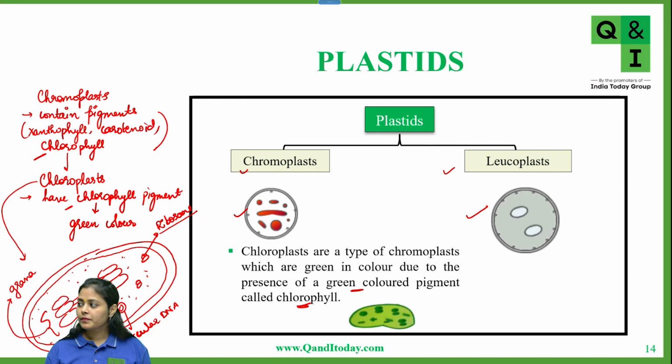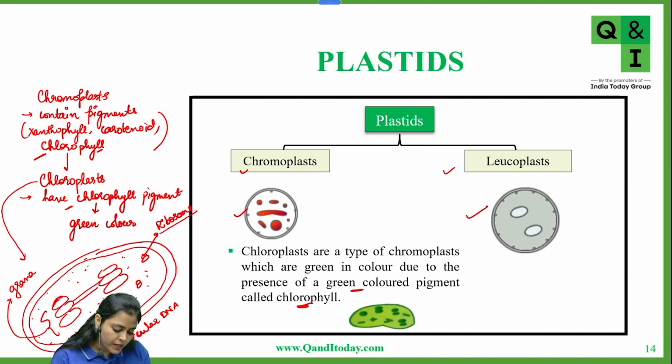Got it, Shubhranshu? Now, if this chloroplast has its own ribosomes, just like mitochondria, what does this indicate? That they can also synthesize their own proteins. Yes, these chloroplasts can synthesize their own proteins. Now, which pigment is present in chloroplast? Chlorophyll.